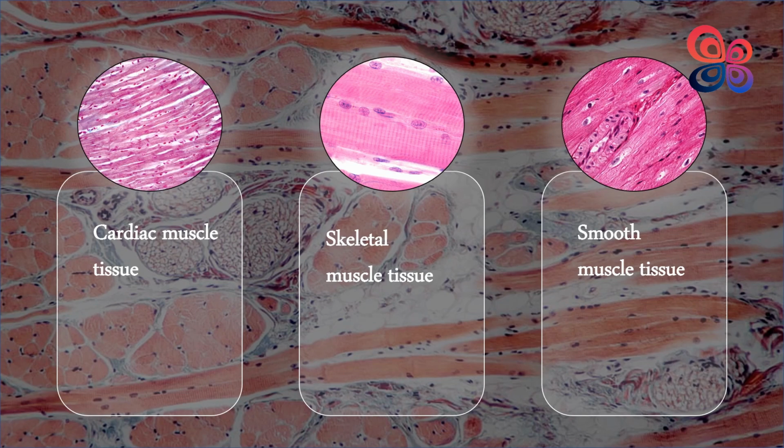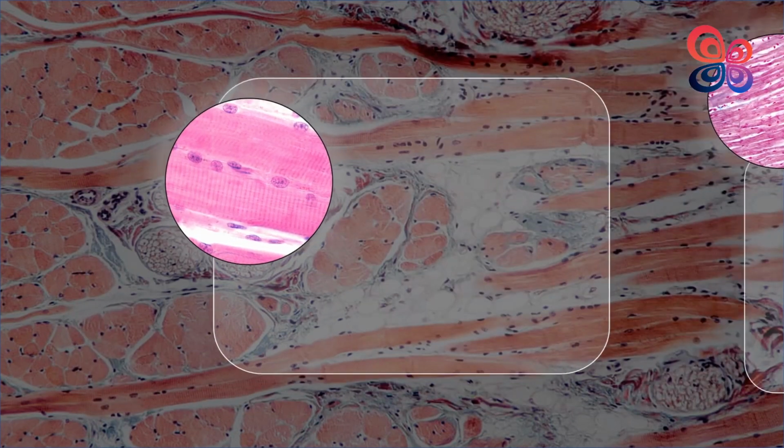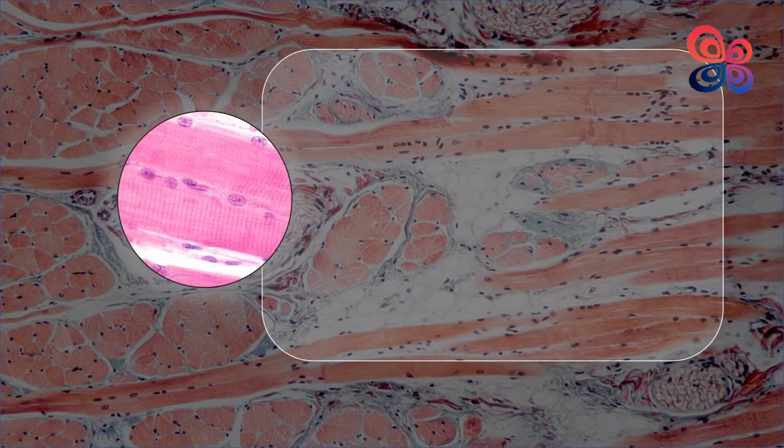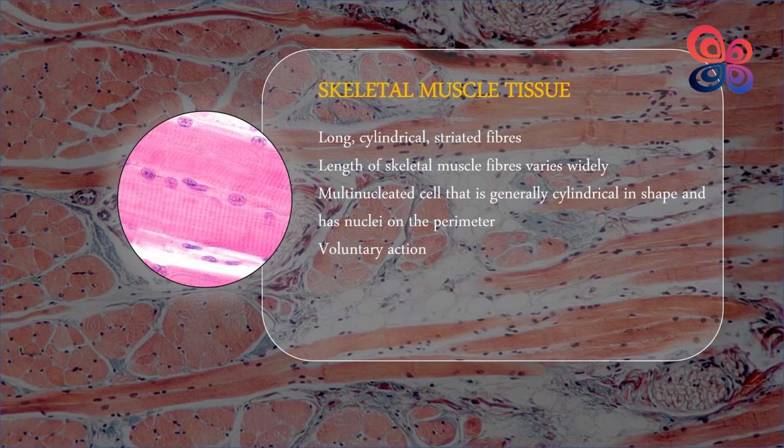The long, cylindrical, striated fibers that make up skeletal muscle tissue can be seen under a light microscope as alternating bands of light and dark. The length of skeletal muscle fibers varies widely depending on the muscle, ranging from a few centimeters in small muscles to 30 to 40 centimeters in the longest muscles. A muscle fiber is a multinucleated cell that is generally cylindrical in shape and has nuclei on the perimeter.